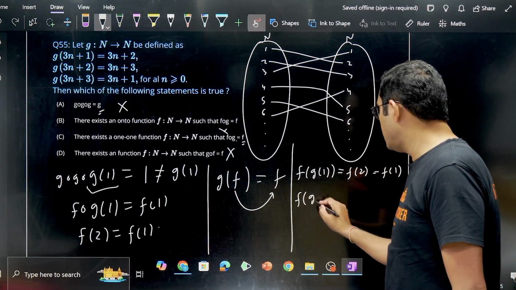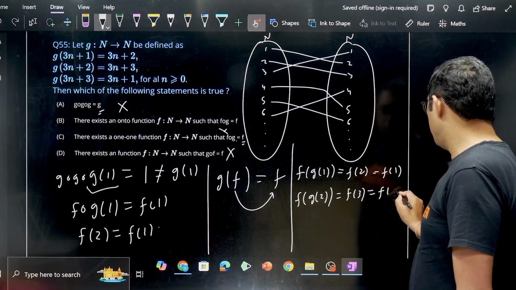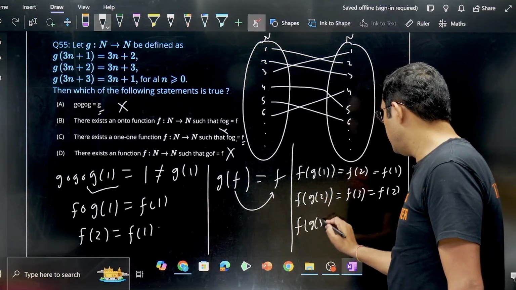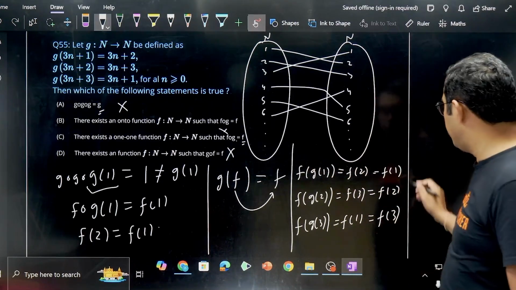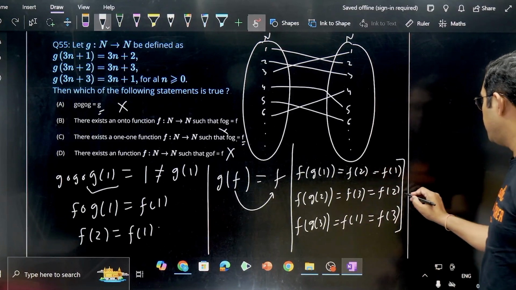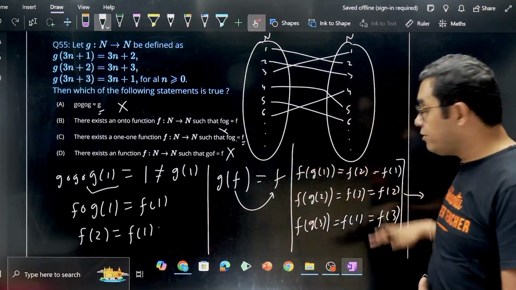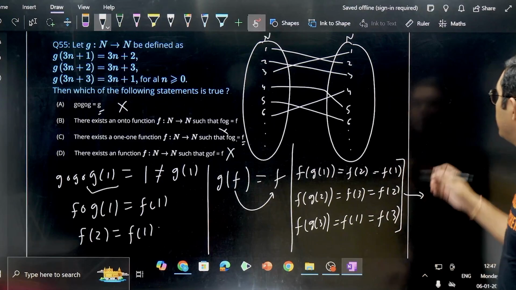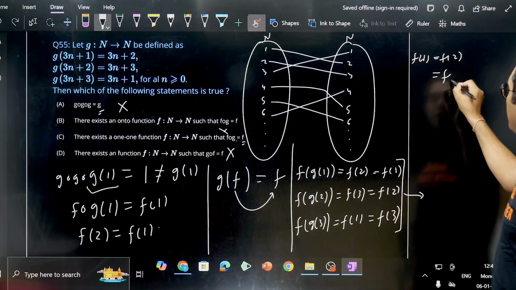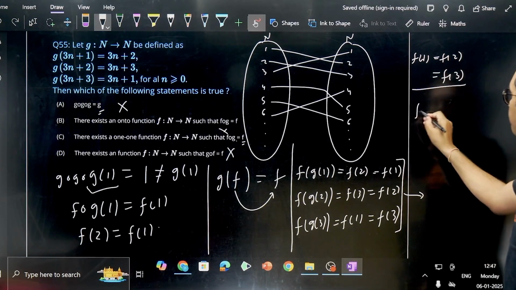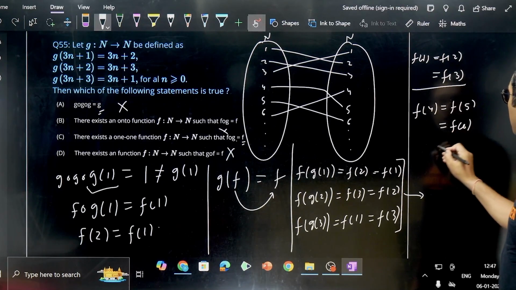Similarly, if I put x equal to 2 here, it will be f(3) and that is equal to f(2). Similarly, f(g(3)) should be equal to f(1) and that should be equal to f(3). Now this condition is valid only if all 3, f(1), f(2), f(3), are the same. Similarly for the other values 4, 5, 6, even 7, 8, 9, these relations will be valid if all of them are the same, like f(1), f(2), f(3) are equal, and similarly f(4), f(5) and f(6) are also equal, and so on.